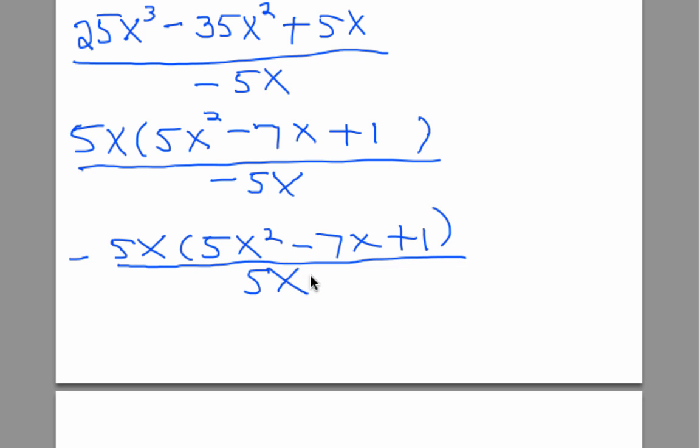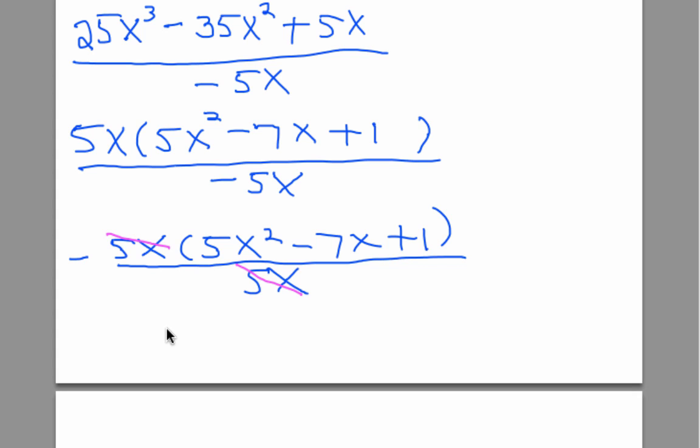So what we can do now is cross out. We can cross out the 5x in the top, the 5x in the bottom. You're allowed to cross out factors. In fact, you're only allowed to cross out factors. You're never permitted to cross out terms. Factors are things being multiplied. The 5x is multiplying the polynomial right after it.